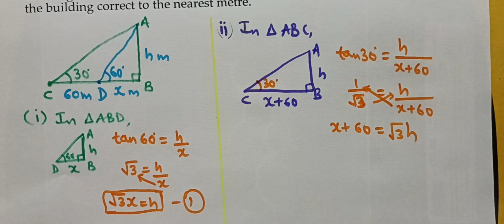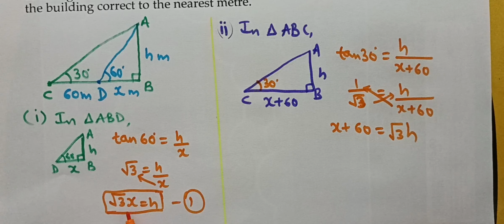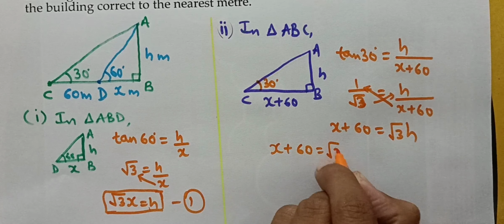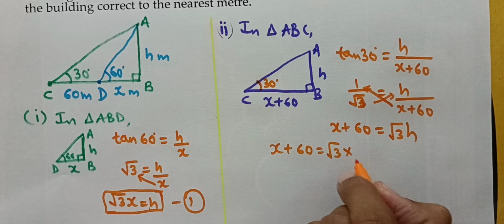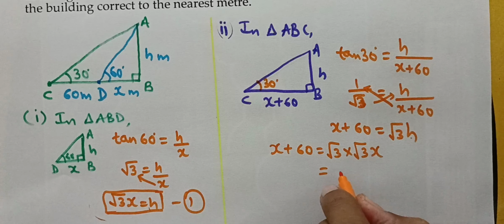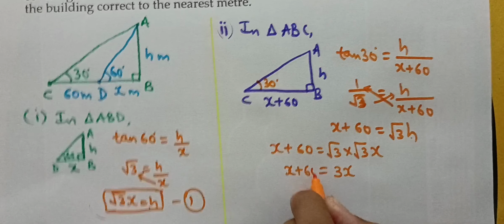Now what we can do? We can apply that first relation. Observe on the left hand side, in the left hand column, root 3x is equal to h, first relation. So we can replace h by that relation. x plus 60 equal to root 3 into h, that is root 3x. Root 3x equal to h from the first step, so we can replace h by root 3x. Now as we know that root 3 into root 3, if you multiply the same root number 2 times, at that time we just have to remove the root. So root 3 into root 3, 3x, x plus 60.